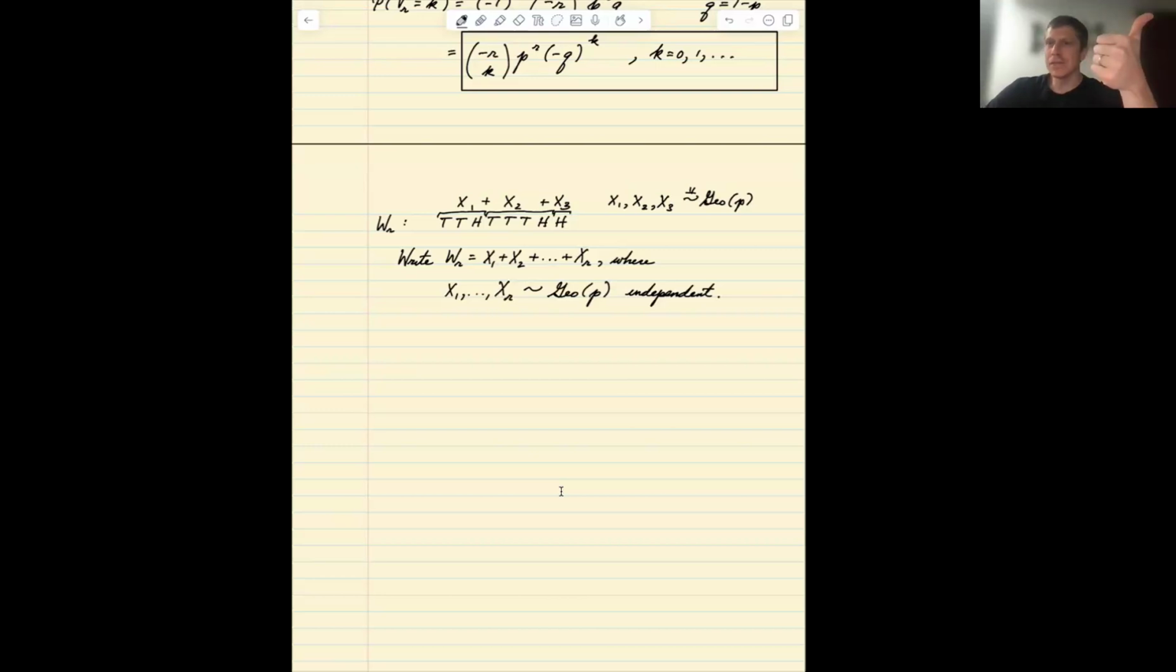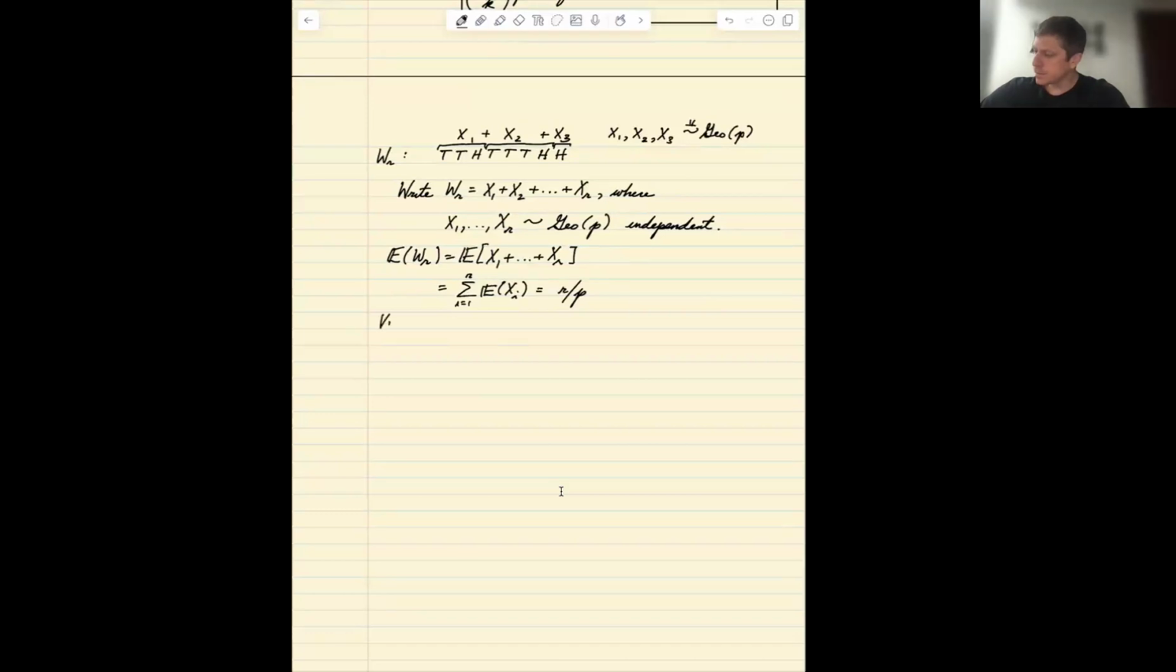Well, we know the expectation of the geometric and we know the variance. So the expectation of W_r in this case is the expectation of this sum, x1 up through xr. Expectation of a sum is the sum of expectations, and we know the expectations are 1 over p. So this is r over p. It's 1 over p, r times. For the variance, well, that's the variance of the sum.